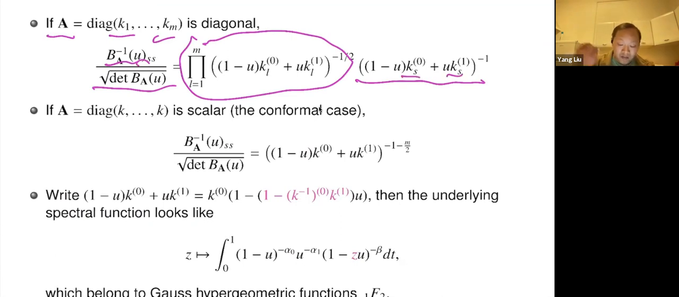Now, from the conformal case where you have one K, you now have K1, K2, for example. If we are in a conformal case, where K1 is equal to K2, then we can get a further simplification, since all these terms are the same. Then we can combine the powers. You have a 1 and an m over 2 because of this determinant.